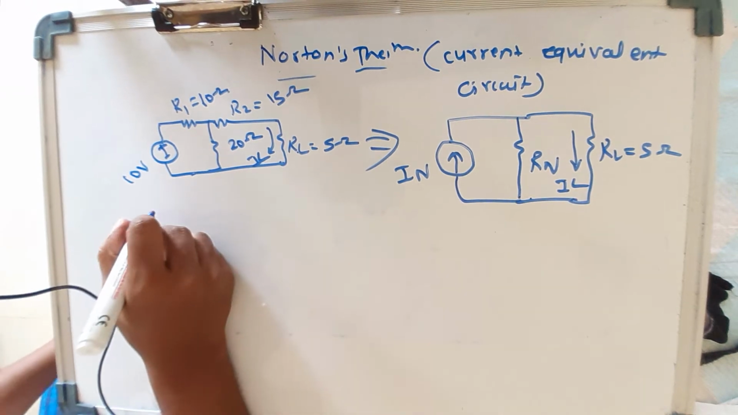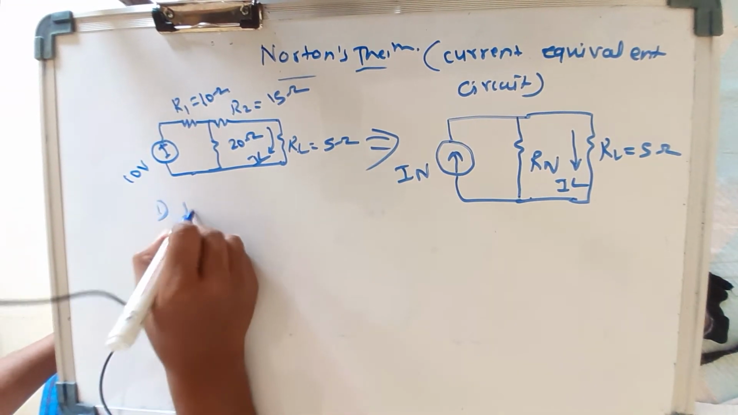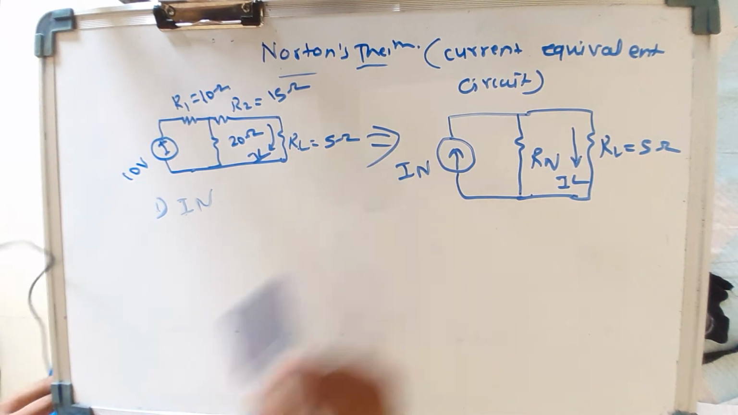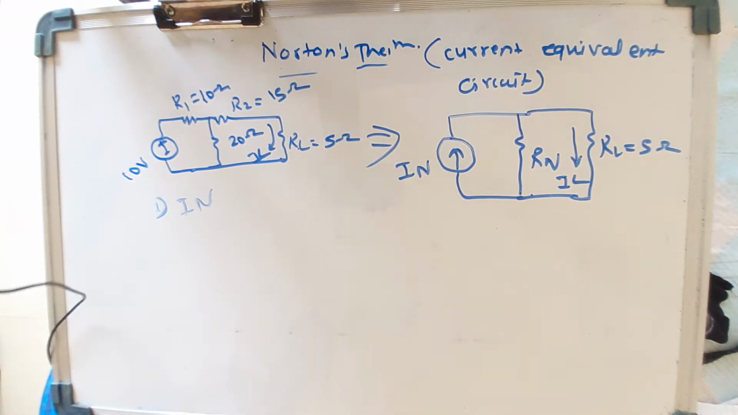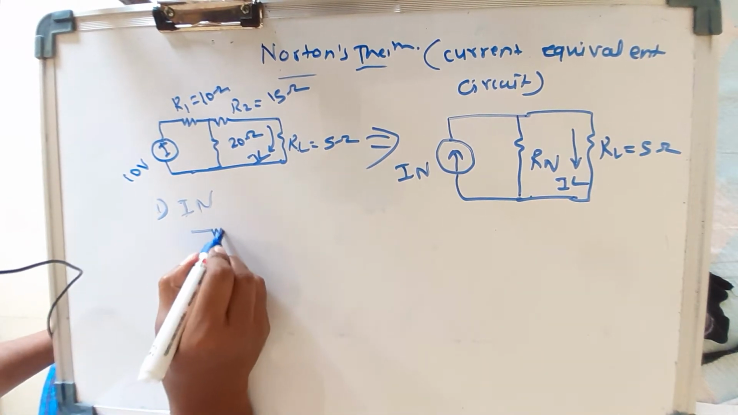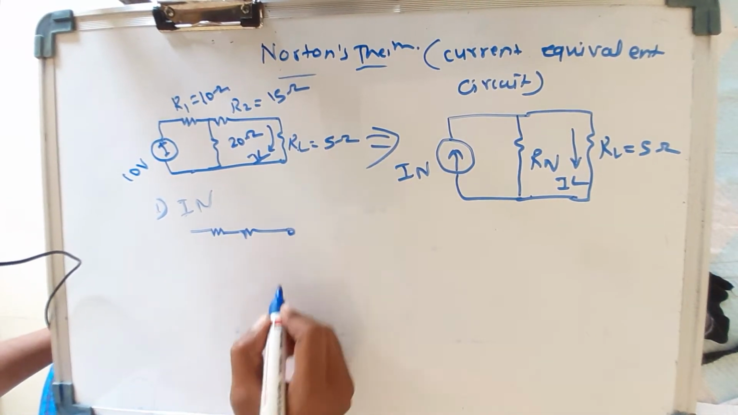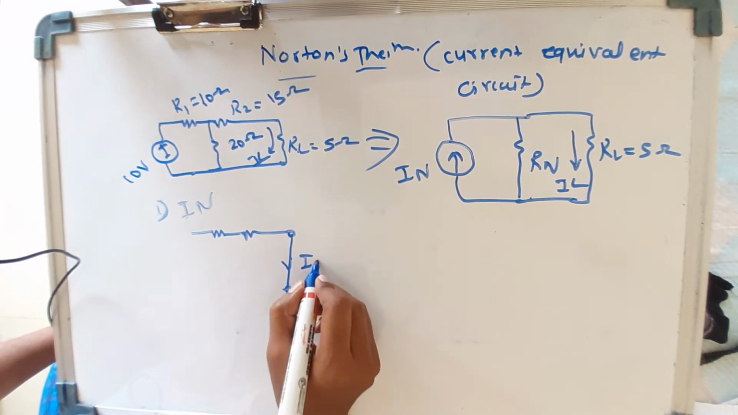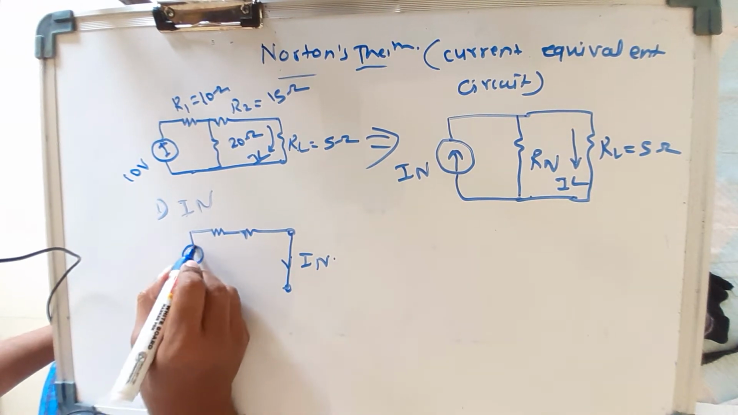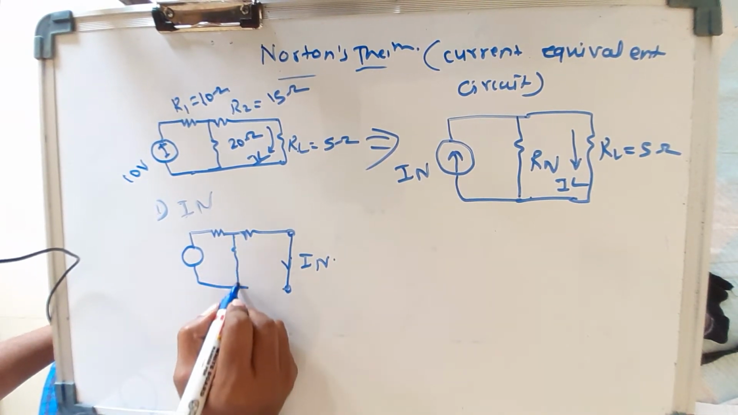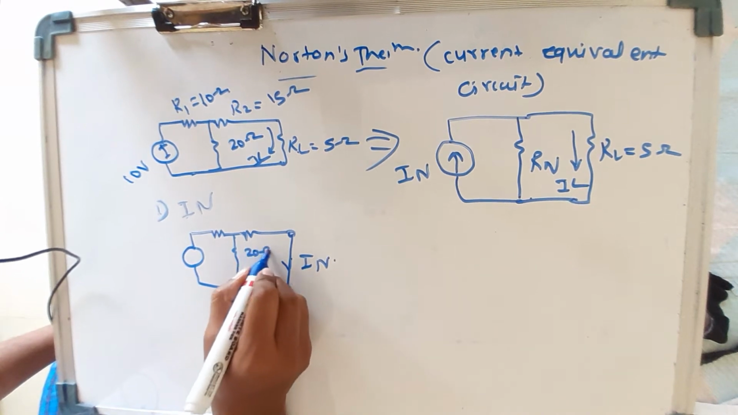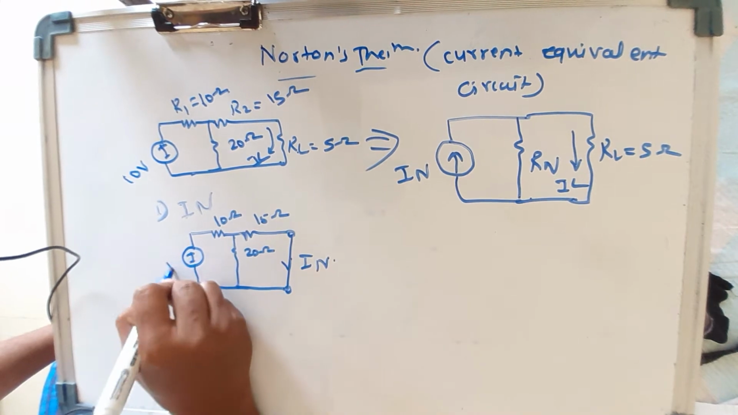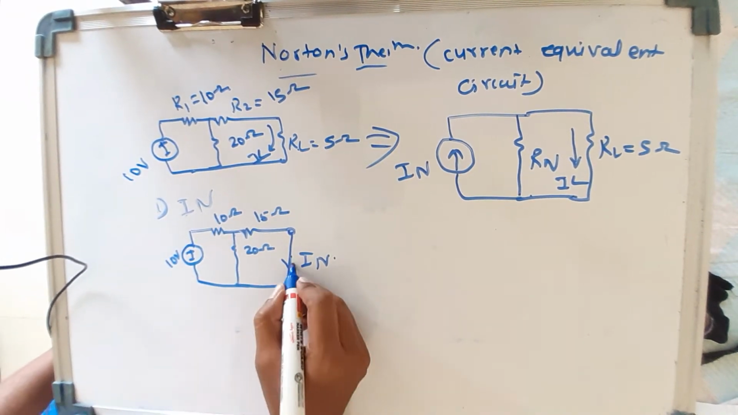For finding IN, first I have to find the value of IN, that is Norton's current. For this, we have to short the load terminal. We will call this one IN. Here we have the voltage source, here we have the currents. So 20 ohm, 10 ohm, 15 ohm, plus minus 10 volts. Okay, so find the value of IN.